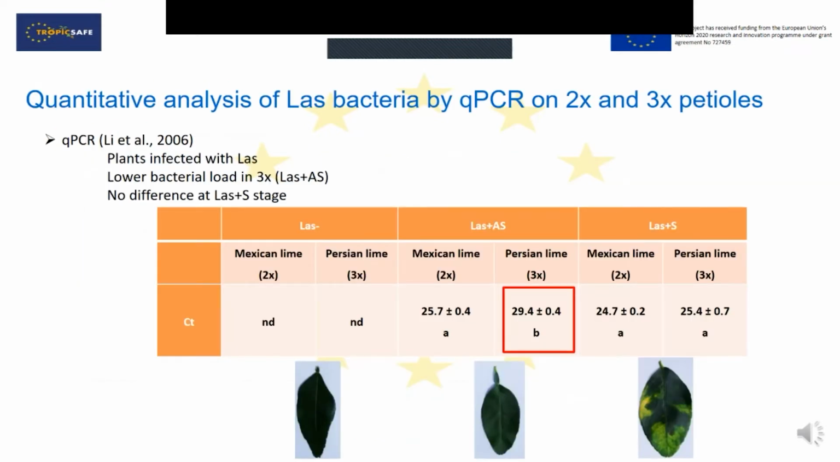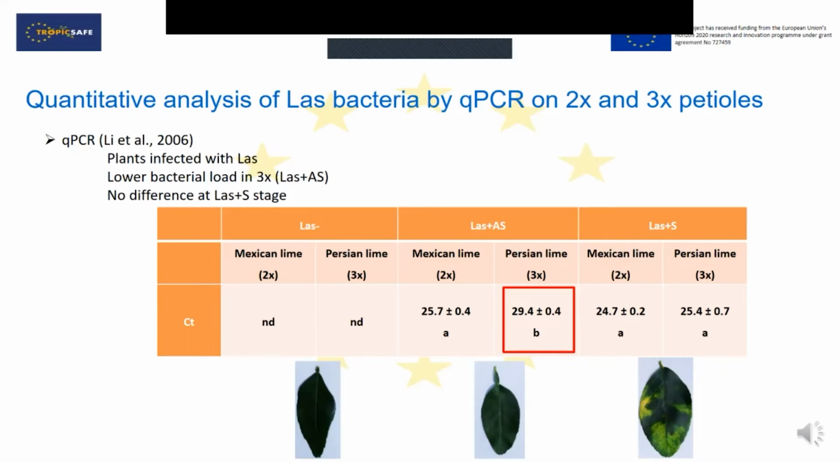To monitor our experiments, we did qPCR to evaluate the amplification in the two conditions, asymptomatic and symptomatic leaves, regarding the presence of CLas. You can see that in the control, there is no presence of the bacterium. This is what we expected. You can see that in CLas positive symptomatic leaves on the right, the Ct values are quite similar in Mexican lime and triploid lime, about 25. That means the bacterium is present, but not much different.